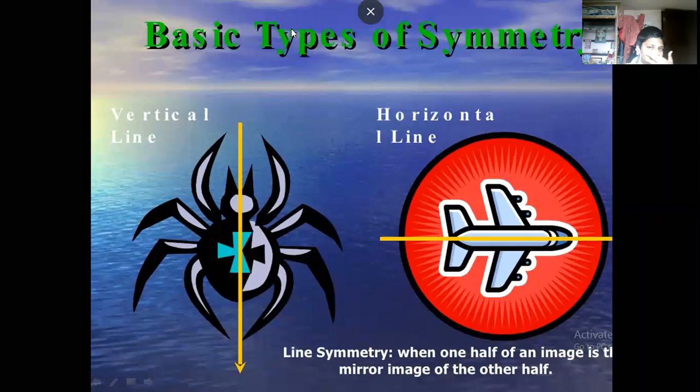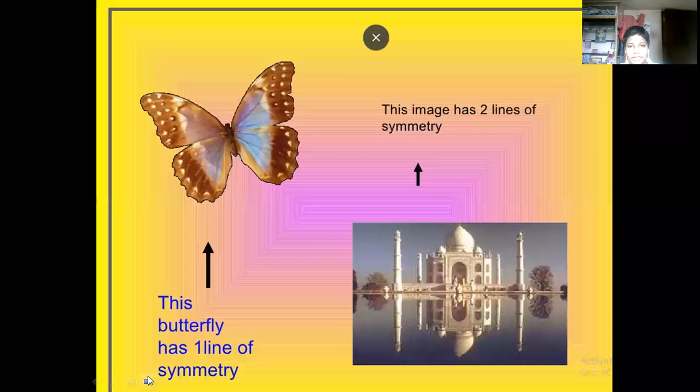This is the slide of the basic types of symmetry: the vertical line of symmetry and the horizontal line of symmetry. These are the basic lines of symmetry. What are the basic types of symmetry? Vertical line symmetry, horizontal line symmetry. See, this spider is divided by a symmetrical line that is vertical, and here the symmetry is horizontal. So this image has two lines of symmetry. That is how to find it.